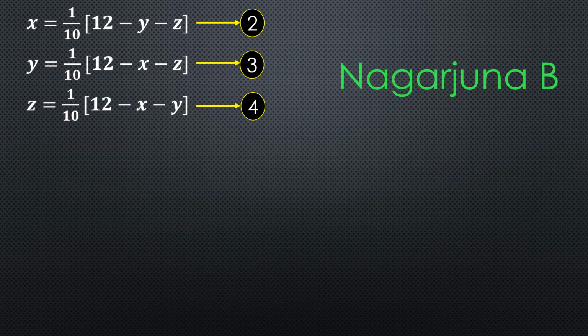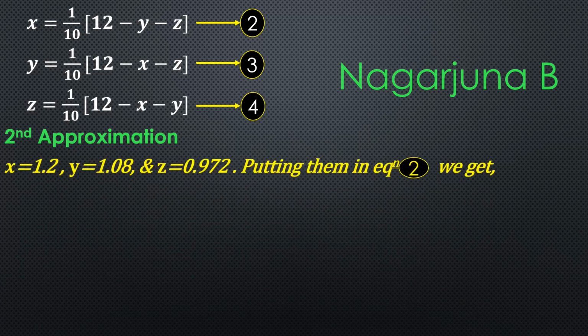So it is the first approximation of x, y and z value by using the Gauss-Seidel method. Finding the values of x, y, z has to be repeated to get the desired accuracy. Therefore, we go with the second approximation. In the second approximation, we will be considering the values of x, y, z which we have got in the first approximation. That is, x is equal to 1.2, y is equal to 1.08, z is equal to 0.972.